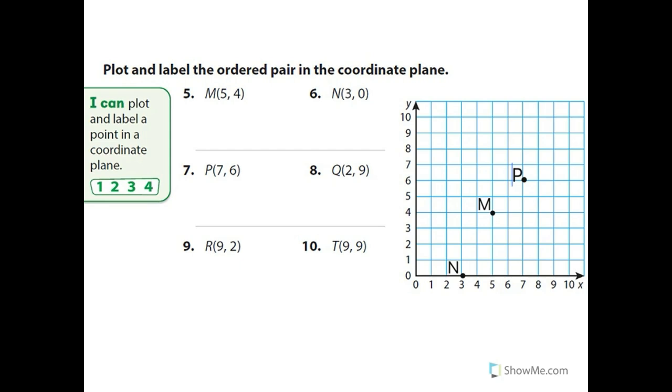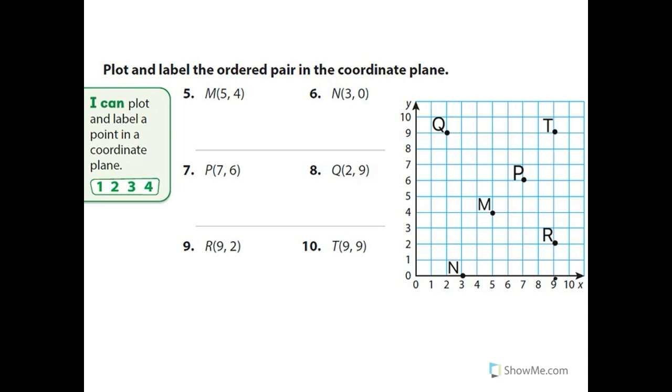Try number 8 and we'll go over it. So here's where it would be. We went over 2, up 9, and that's going to be Q. Try out number 9. Here's where it would be. We've gone over 9, up 2, and that's going to be R. One more. Try number 10 out, and we'll go over it. Here's where this dot would be. We've gone over 9 and up 9, and that's going to be T.